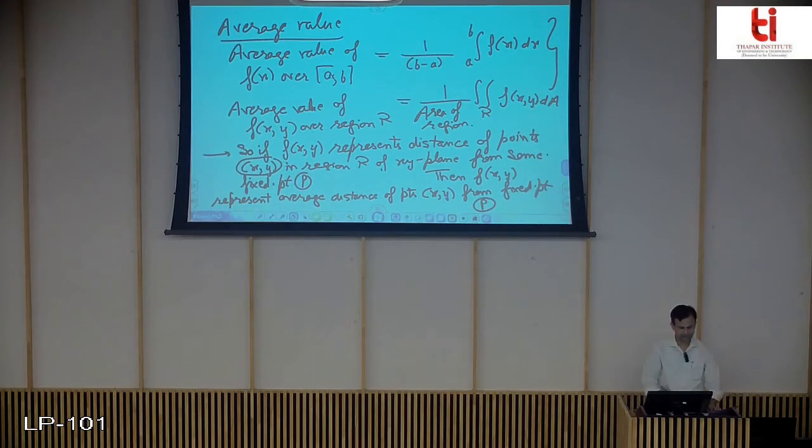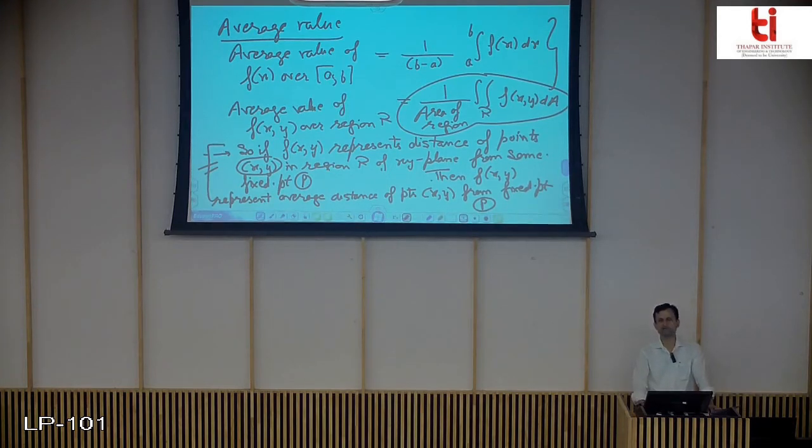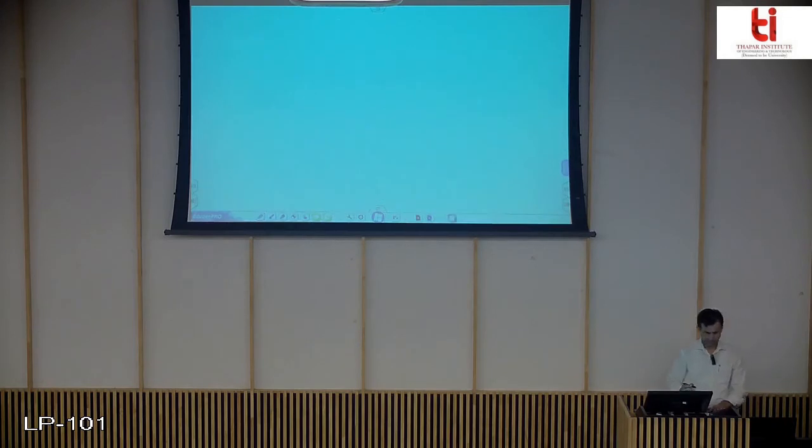So this is the concept of your average value. Simply the ratio of the double integral over the given region and the area of the region. So this completes your two concepts: one is of area and the other is of average value. Now we come to some questions.